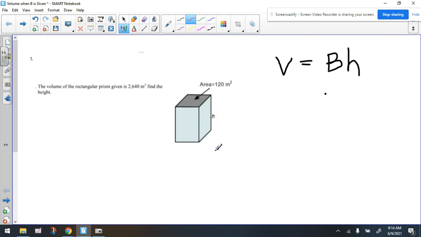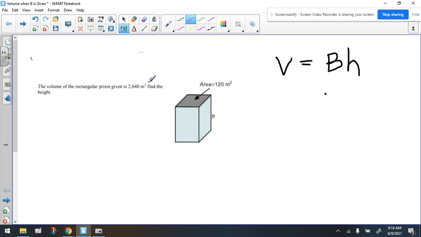Everybody. We're going to take a look at some of the questions on the assignment that's about volume when the base is given, but that's not always true for every single question on this particular assignment. So I just wanted to clarify, how do you know which formula to use and when? If we look at question 1, it says the volume of the rectangular prism is given.